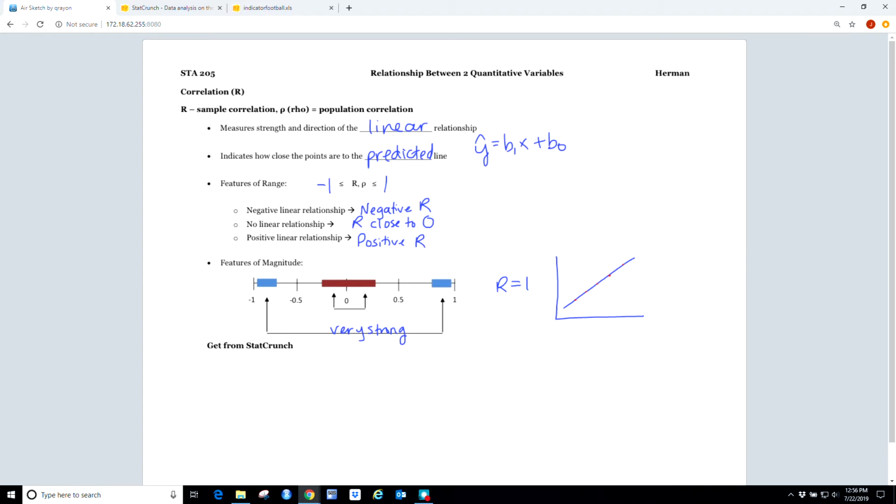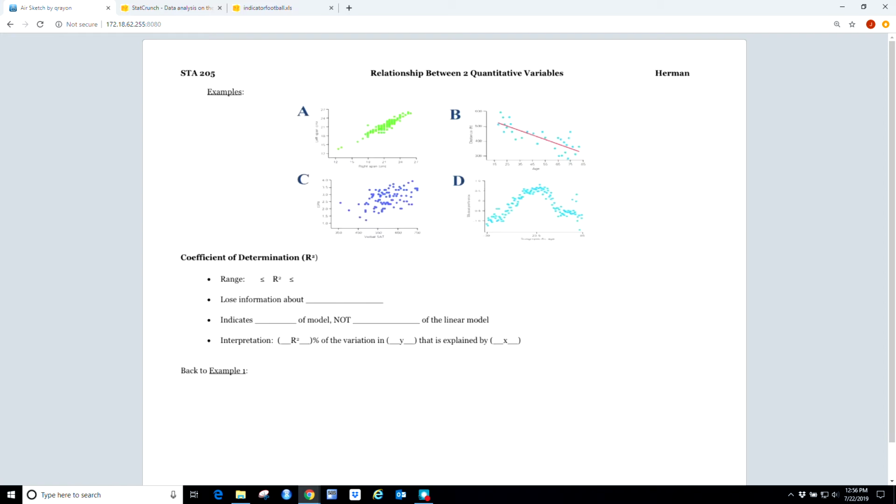On the other hand, if I get something close to 0, keep in mind that 0 means that there's no linear relationship. This is going to be a very weak relationship if I'm close to 0. And this value itself, we will not be doing the calculation for. We will just be getting that value from StatCrunch. But before we actually do that, let's try to understand correlation by looking at some different pictures we have here.